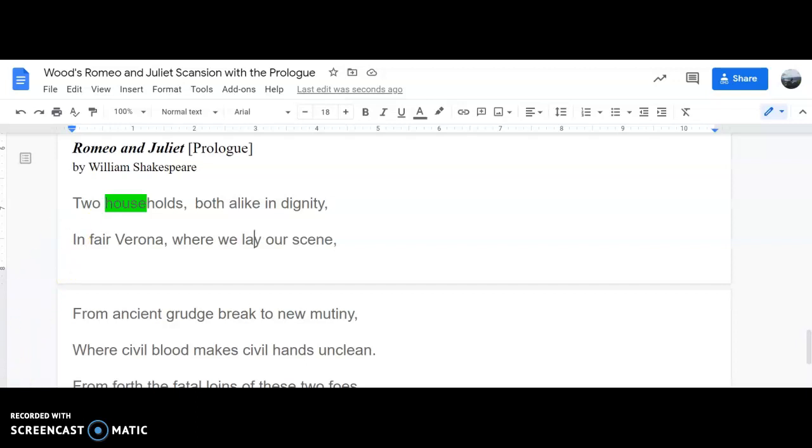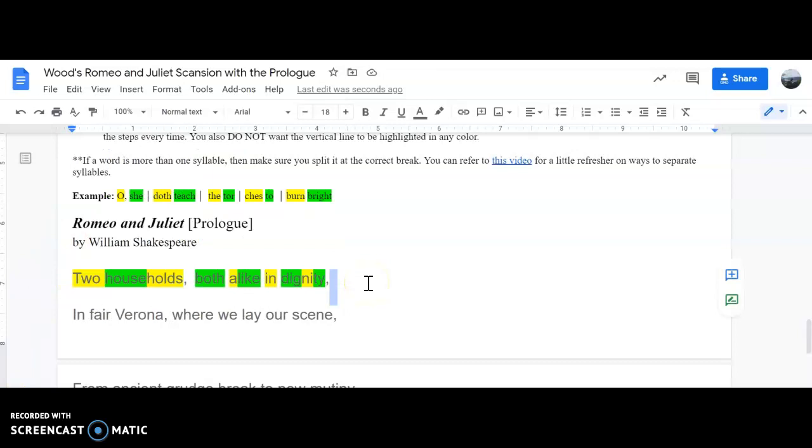Okay, so again, just to reiterate, let's go through this one more time. 2 households, both alike in dignity. Notice how households is one word, but it's split into 2 different rhythms, and then dignity is split into 3 different because of the 3 different syllables that it has in the one word.